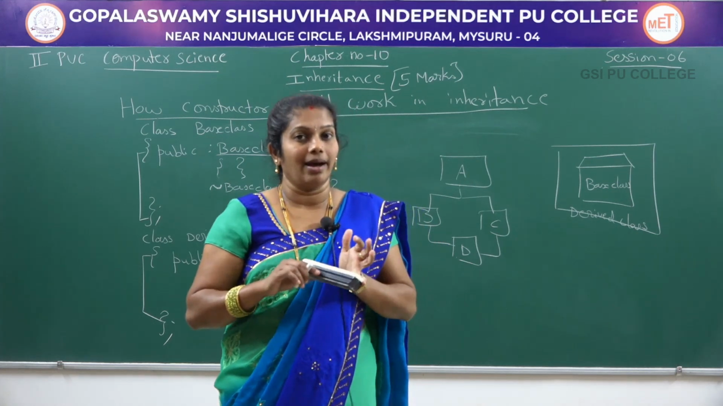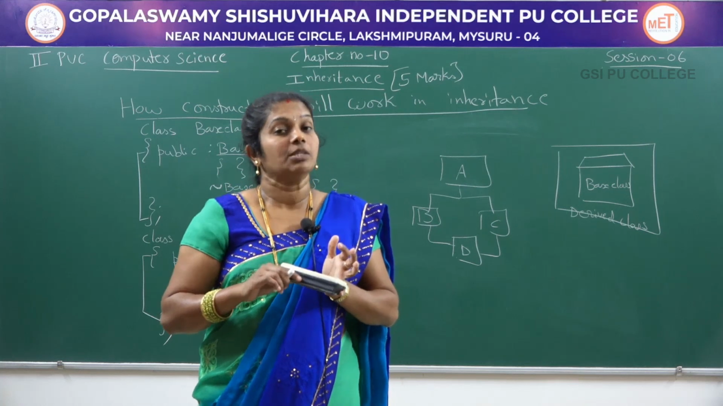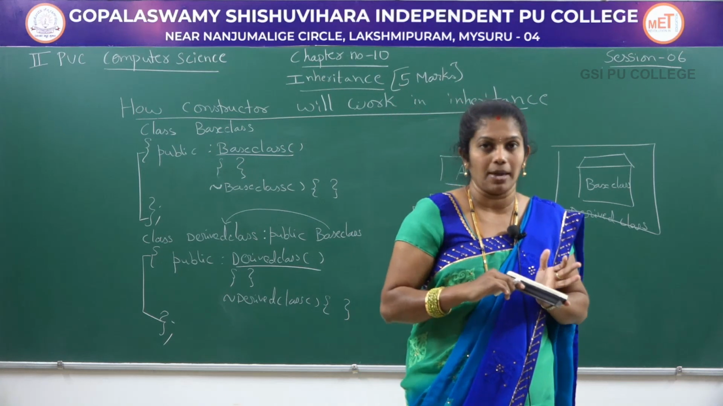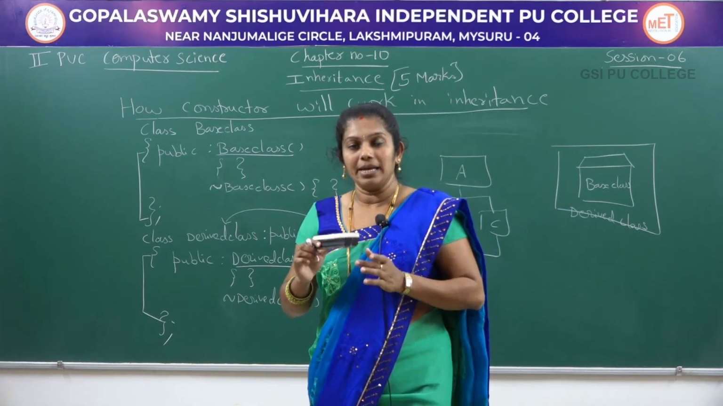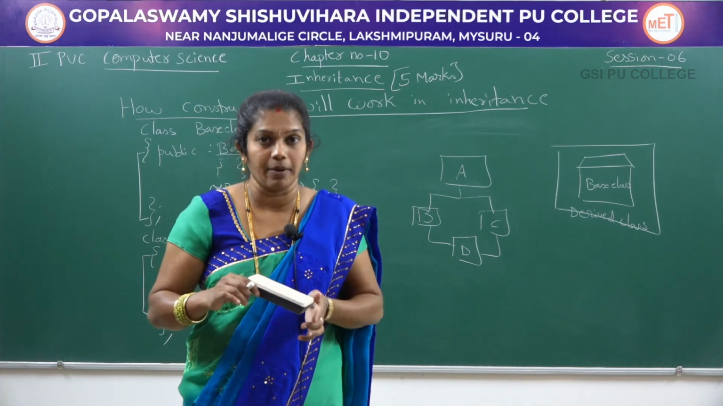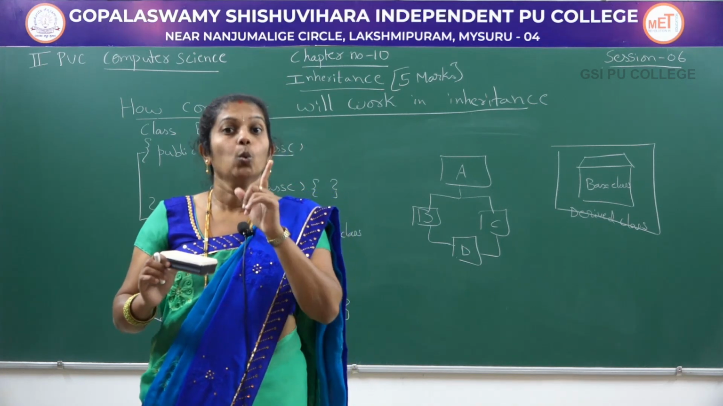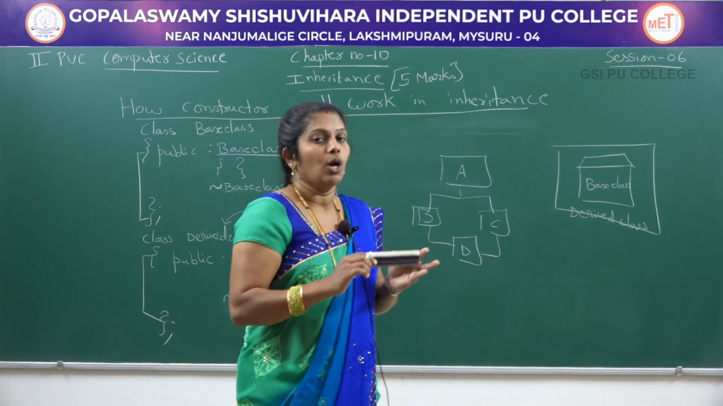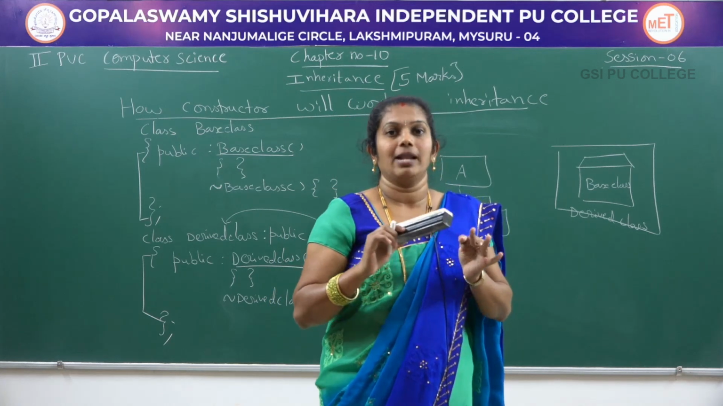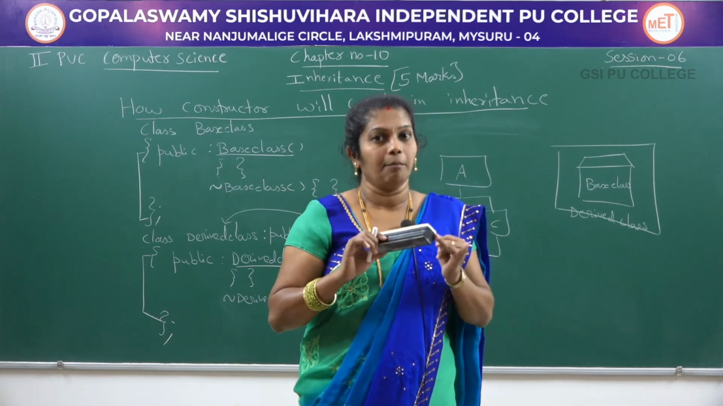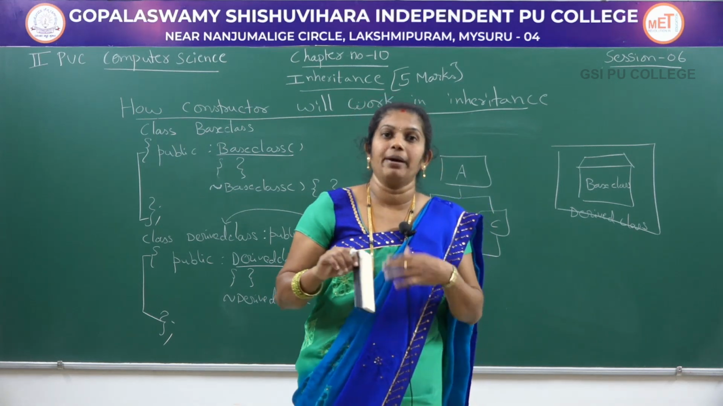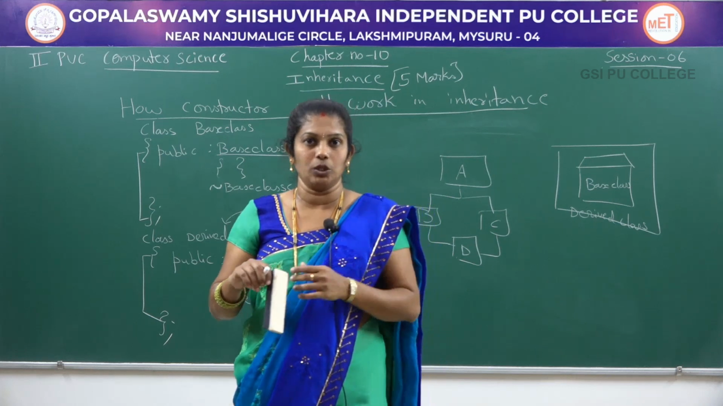Then I explained regarding the visibility mode. This visibility mode will control the access specifiers of the members of the base class in the derived class. It explains whether the members in the base class can be accessed or not, and if so, how much. There you'll get 3 types: private, public as well as protected. There also I explained one table. If you know the table, then easily you can write the answer for that question.